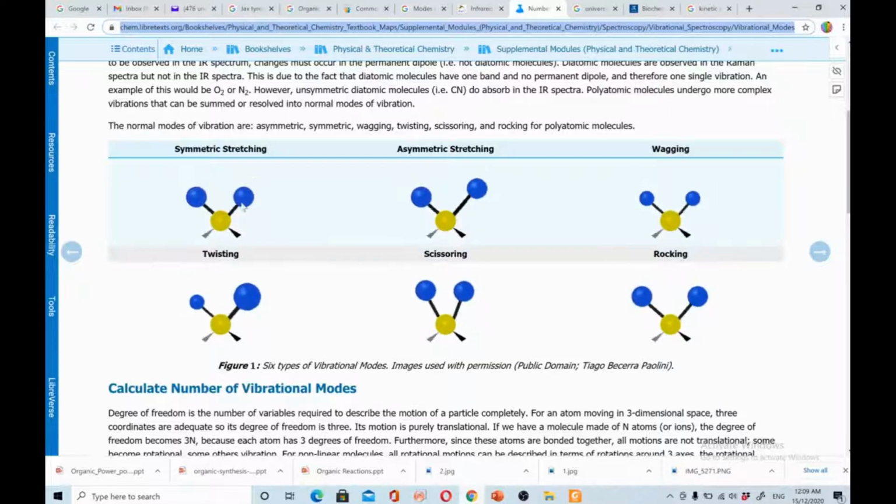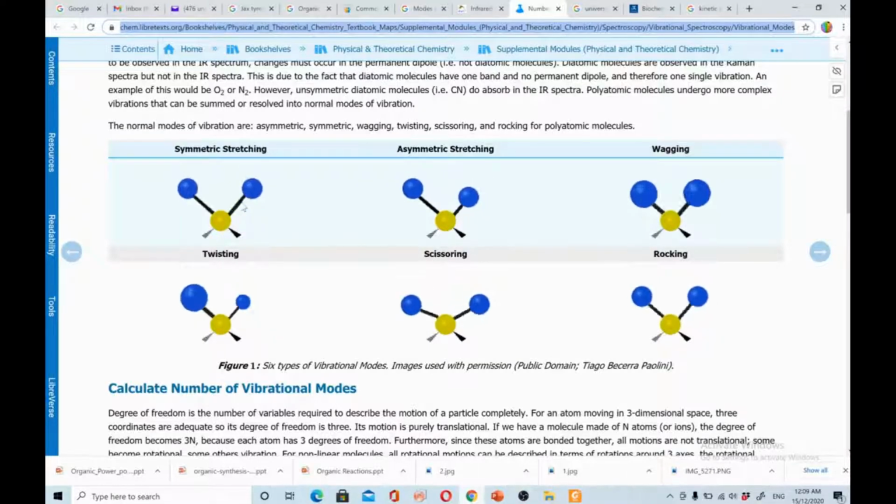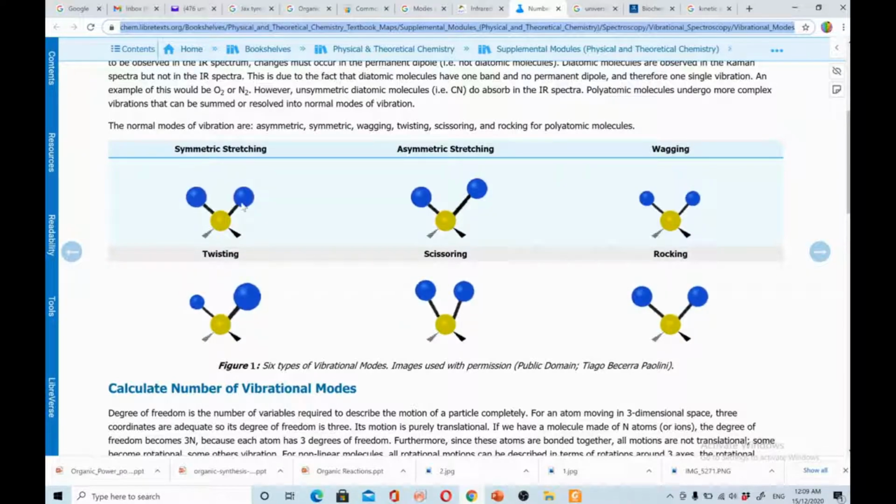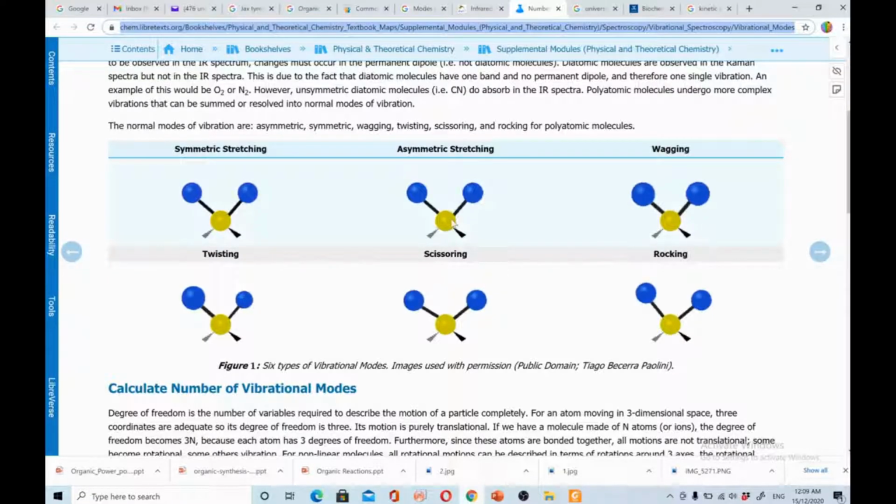So at the same time, both blue balls, or blue atoms, are coming down and going out, or coming in and coming out. But if you look at the asymmetric stretching, you can clearly see that one ball is coming down and another one is going back. So consider these blue balls as atoms, and now this one is coming down and this one is going back, and this is asymmetric stretching.